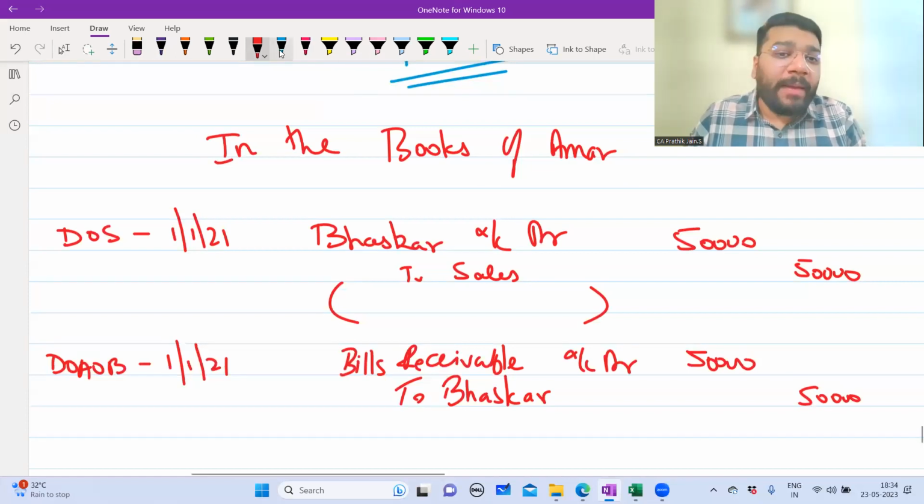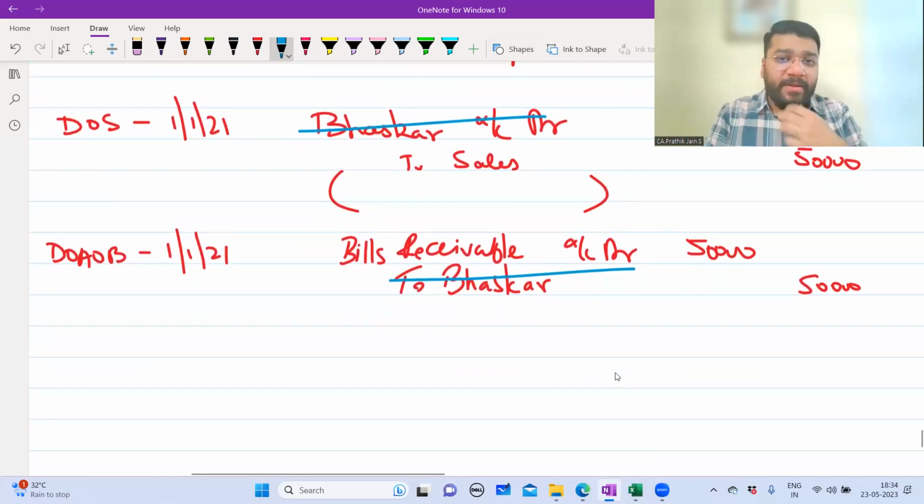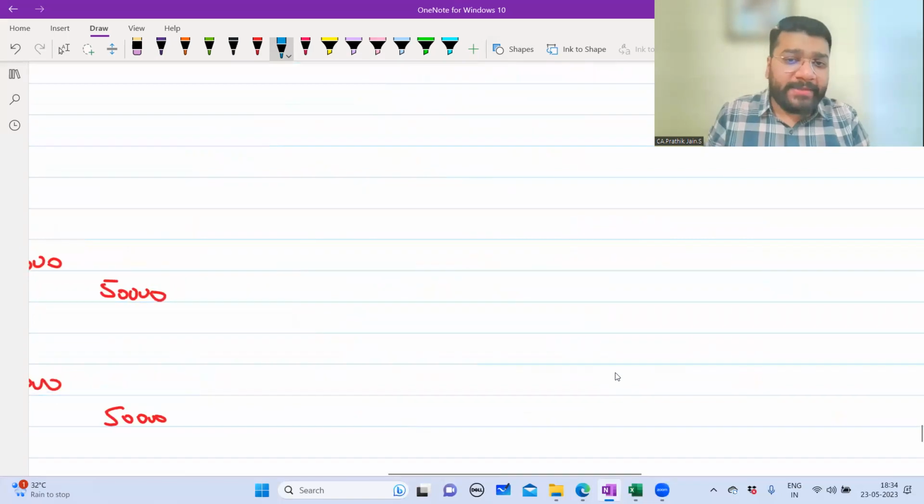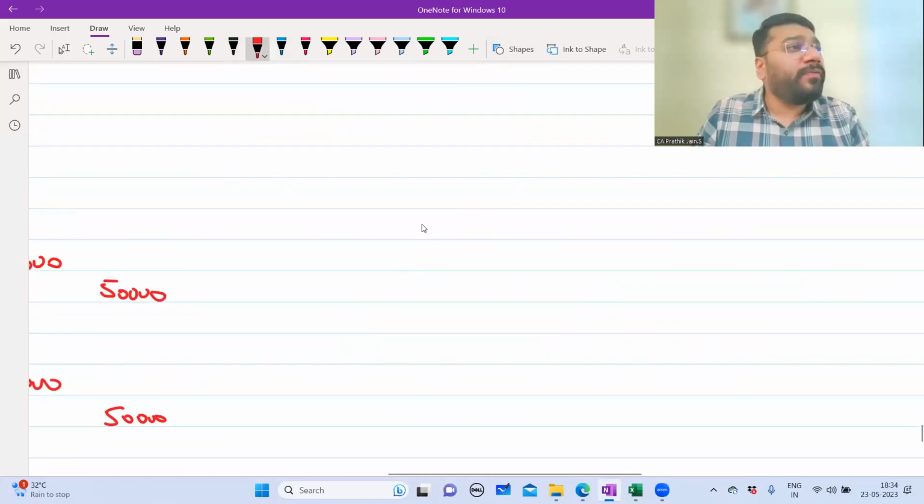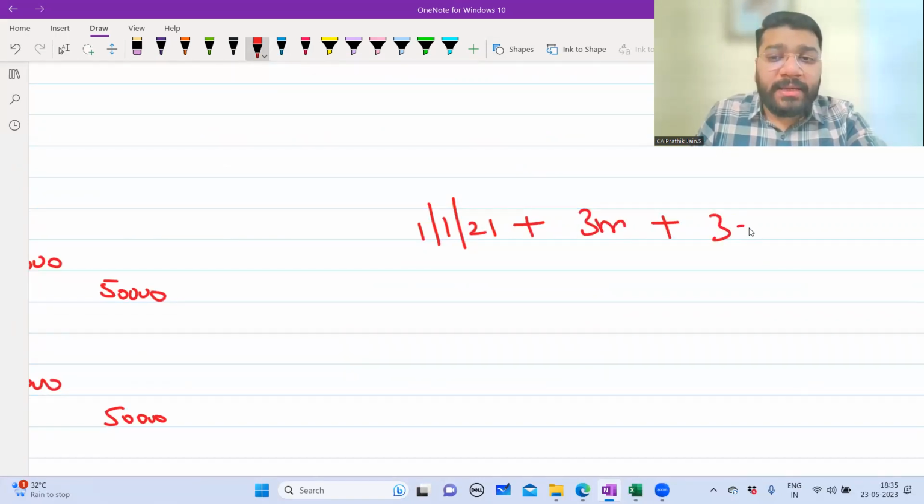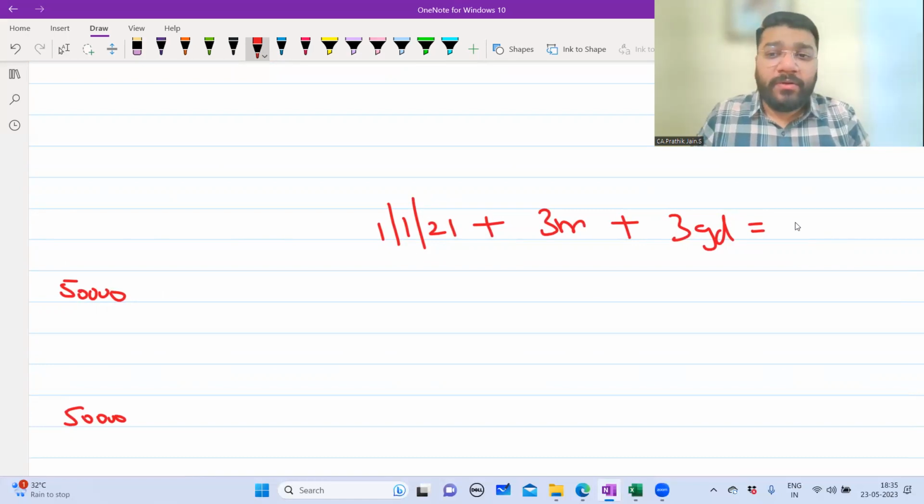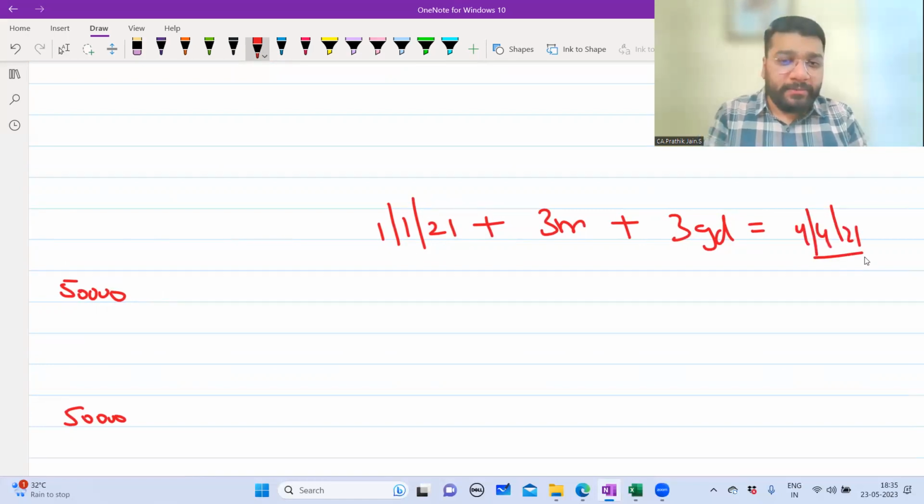Guys, when I do that, what will happen to Bhaskar's account? Bhaskar's ledger balance will become zero. Very good. Now, guys, we are supposed to calculate the due date. So please tell me, people, date of issue of bill is what? 1/1/2021. How many months of credit period? 3 months plus 3 grace days. So 1st January means February, March, April. So 1st April is the due date plus 3 grace days is 4th April 2021 is the maturity date.